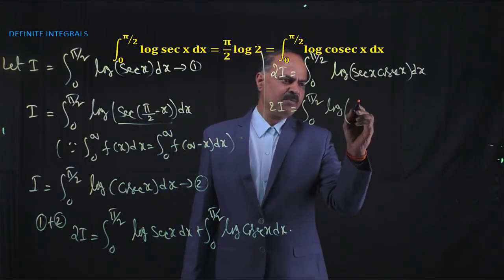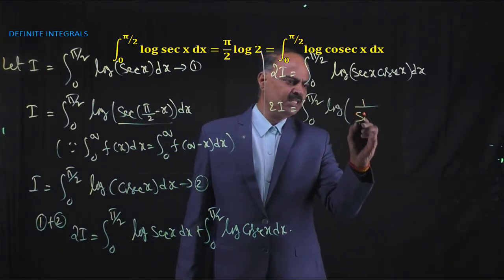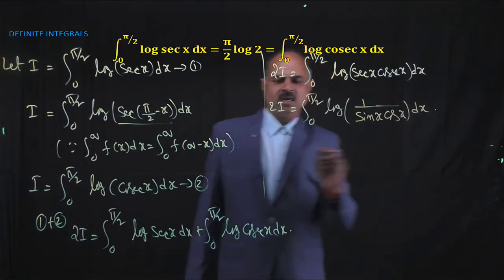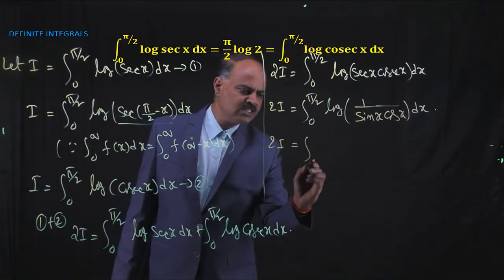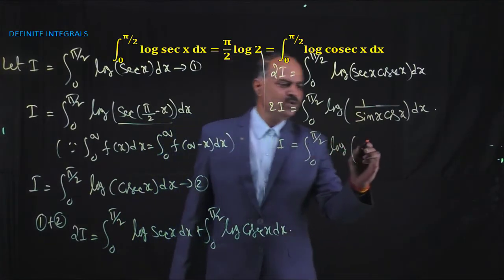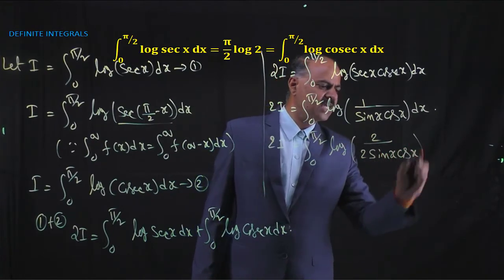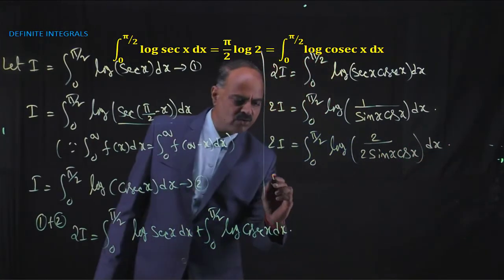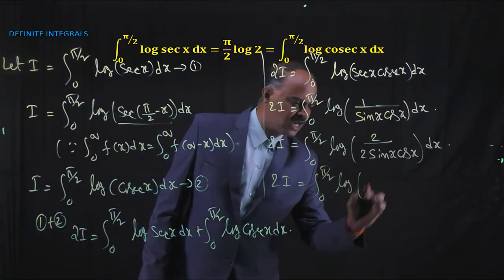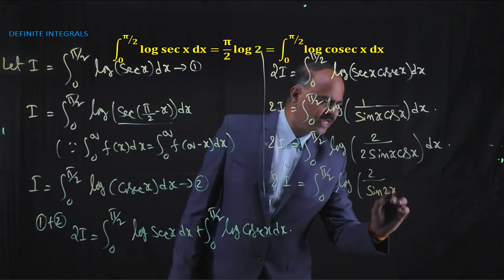So 2I is equal to integral 0 to pi by 2 of log of, here secant x can be written as 1 by cos x and cosecant x can be written as 1 by sin x. So that is 1 by sin x into cos x dx. Now 2I is equal to integral 0 to pi by 2. Multiply and divide by 2, so 2 by 2 sin x cos x dx. Now 2I equals integral 0 to pi by 2 of log of 2 by 2 sin x cos x, which equals sin 2x, dx.